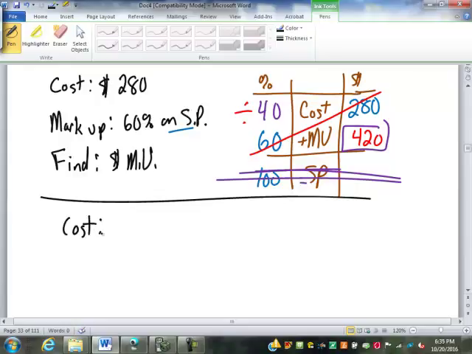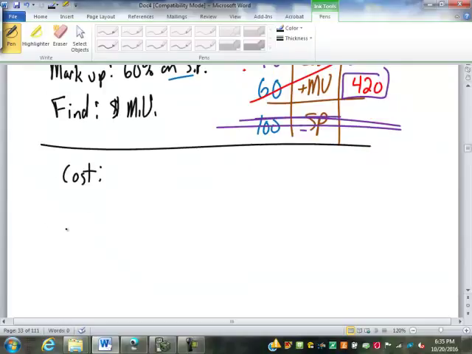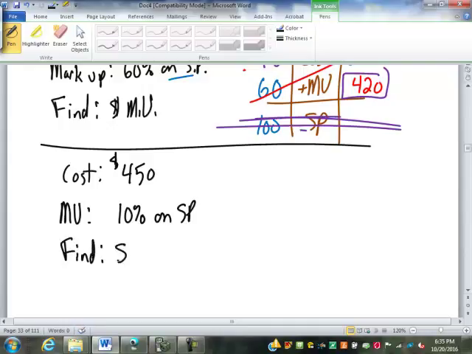Okay, so now for this one, the cost is $450. The markup is, gotta make sure this works, 10% on selling price. I want you to find the selling price.